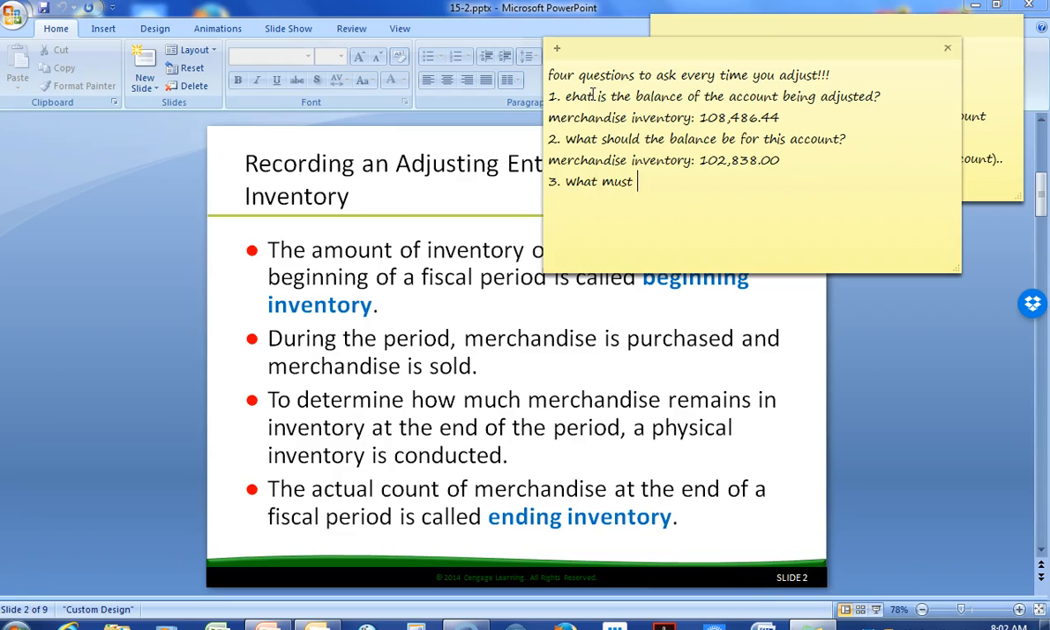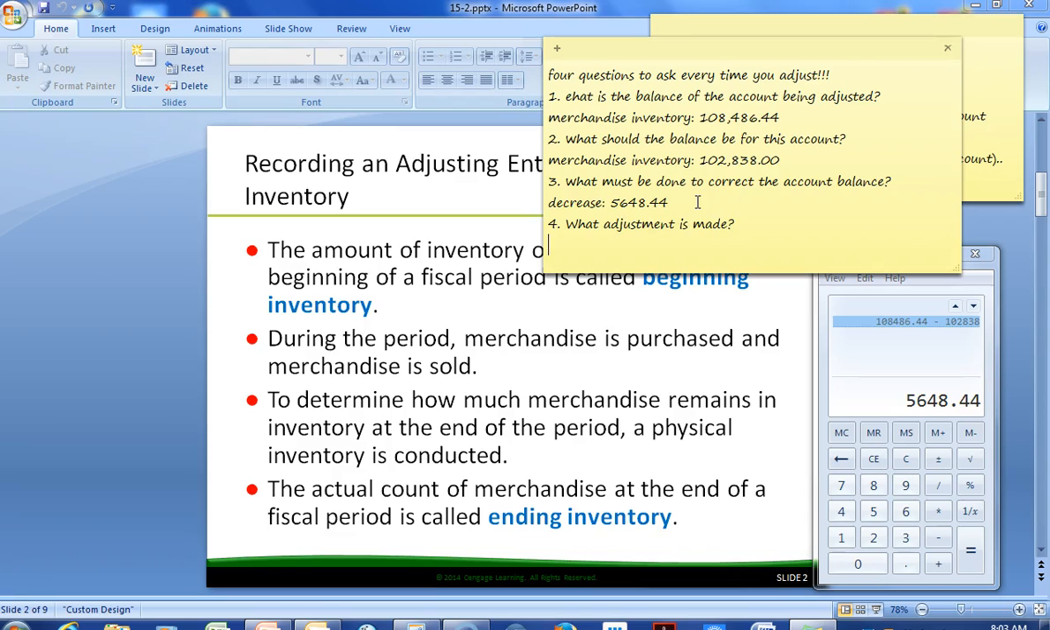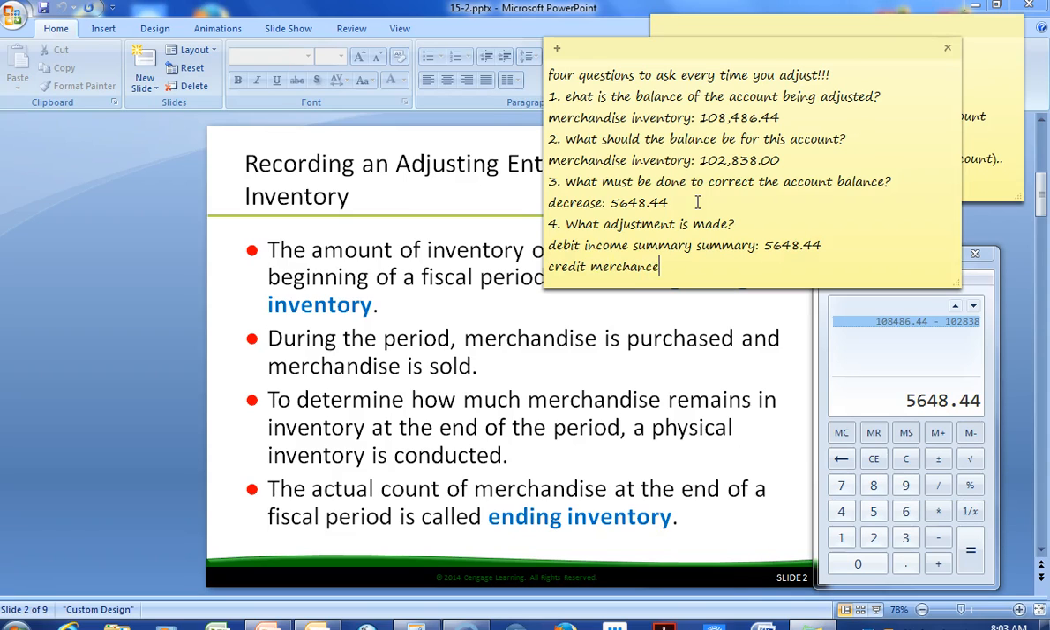Question 3. What must be done to correct the account balance? Well, we need to decrease the merchandise inventory by 5,648.44. How did we get that number? Well, pretty simple. 108,486 minus 102,838. Last question. What adjustment is made? Well, we're going to debit income summary, that's our temporary account, by 5,648.44, and credit merchandise inventory 5,648.44.